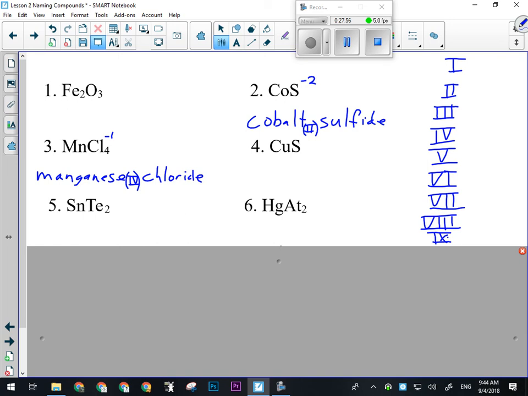So Cu stands for copper, okay? And S stands for sulfur. All right, sulfur is always a -2 charge. So in this case, copper has a +2 charge. So this is copper 2, and then I have to change that because copper(II) sulfide.